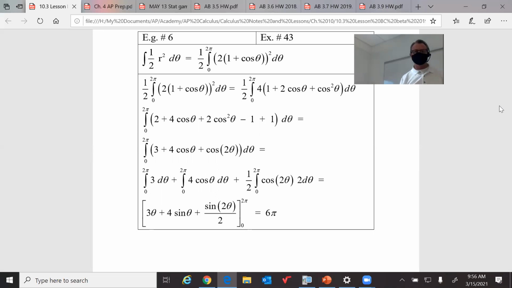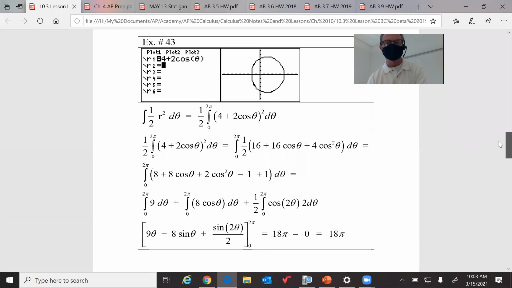So I'll leave that up there. That's your model to go to problem 43. All right, so 43. There's the picture. Four plus 2 cosine theta, the quantity squared, from 0 to 2 pi gives you 1/2 r squared. Later takes you to there. Same problem, right? Distribute the 1/2, and you're here.